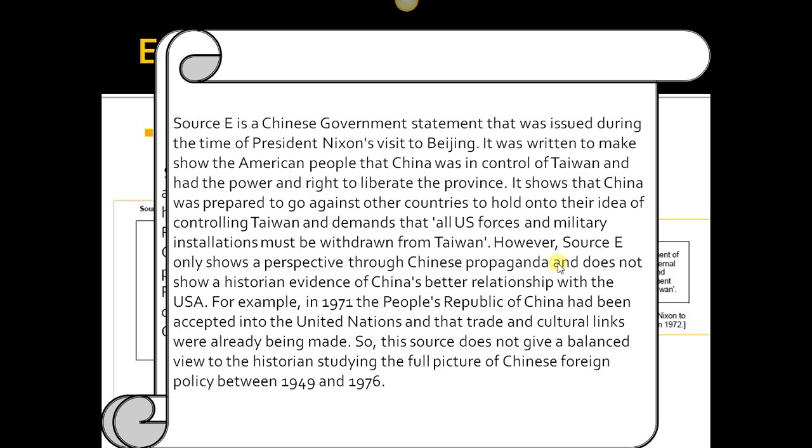For example, in 1971, the People's Republic of China had been accepted into the United Nations, and trade and cultural links were already beginning to be made. So this source does not give a balanced view to the historian studying the full picture of Chinese foreign policy between 1949 and 1976. It doesn't. Okay? Things got better for China and the USA at this time.